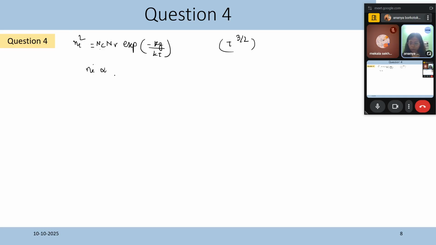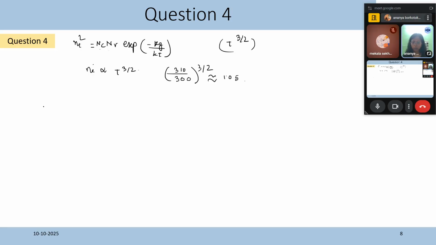So Ni is proportional to T to the power 3 by 2. There are just two terms, Nc and Nv, but this is square, so overall we will get this. And also from this we can write our initial temperature, say it increased to 310 Kelvin, initially it was 300. So there is a factor increase of around 1.05. Now we have this exponential term also.